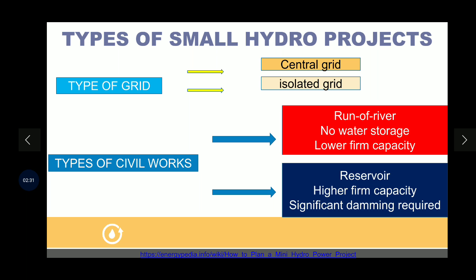Then the types of small hydro projects involve the type of grids and the type of civil works. The type of grids comes in central grids and isolated grids. The type of civil works involves run of river, with no water storage and a lower firm capacity, or reservoir, with high firm capacity and significant damming required.